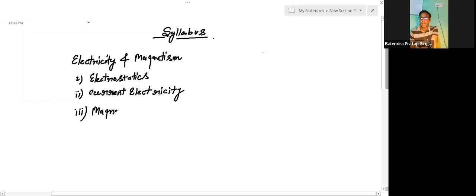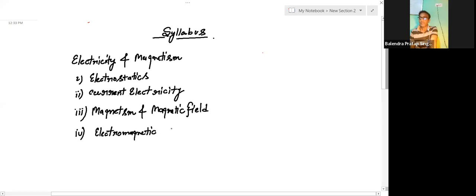It is magnetism, and we say magnetic field. Okay, magnetic field and magnetism are the part of this chapter. And the next one, chapter number 4. In this chapter, we will study electromagnetic induction and alternating current.